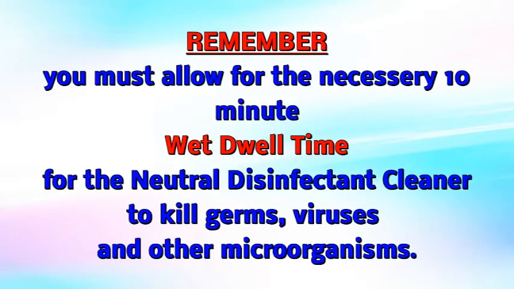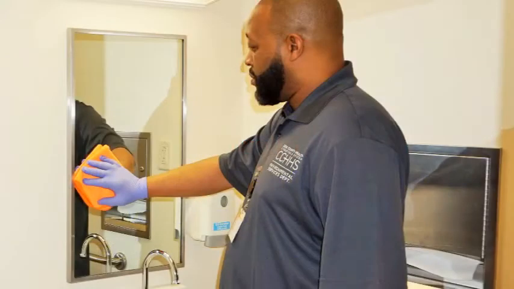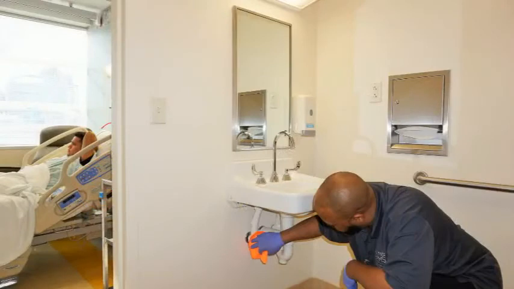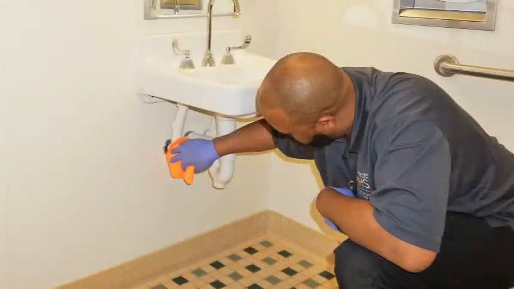On all bathroom surfaces, it is very important to apply the neutral disinfectant cleaner and allow the full 10-minute wet dwell time for the disinfectant to fully kill germs, viruses, and other microorganisms. Make sure to clean mirrors and dry with a paper towel to prevent streaks. Clean sinks and the surrounding area, such as the counter, underside of the sink bowl, and piping under the sink.